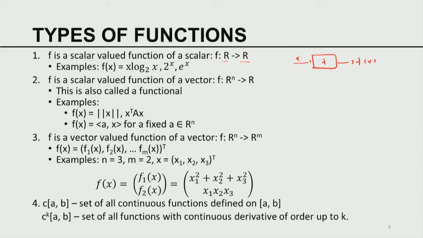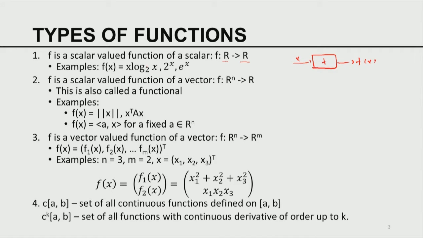So what are the examples of functions which are scalar valued functions? f of x is equal to x log x, 2 to the power of x, e to the x. These are all scalar valued functions of a scalar. The input is a scalar, output is a scalar. So you can think of f as a transformation, as a black box. Something goes in, something gets out.